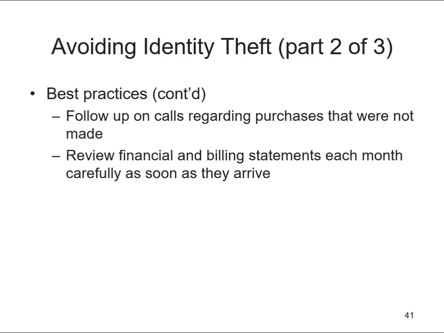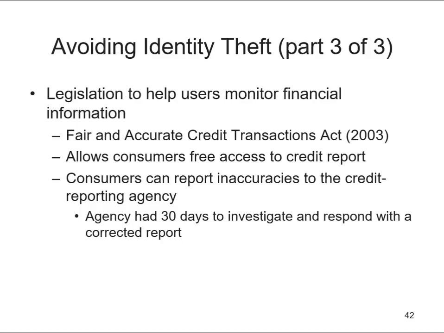Now there is legislation to help users monitor their financial information. The Fair and Accurate Credit Transactions Act is there in the United States and allows consumers free access to their credit report on an annual basis. Consumers can report any inaccuracies to the credit reporting agency, and the agency has 30 days to investigate and respond to correct those transactions which took place under your name.